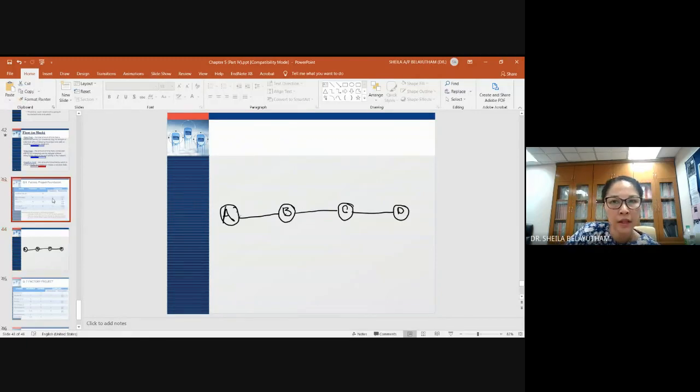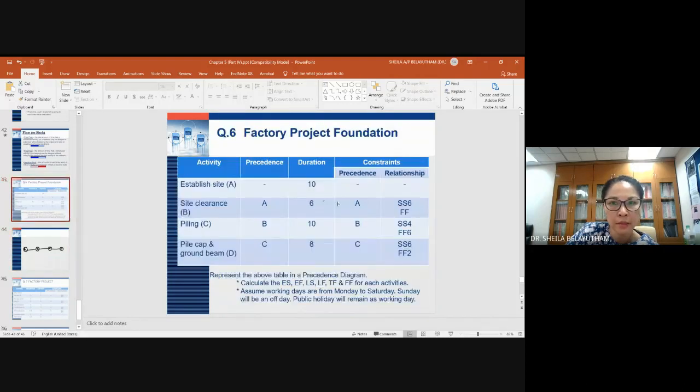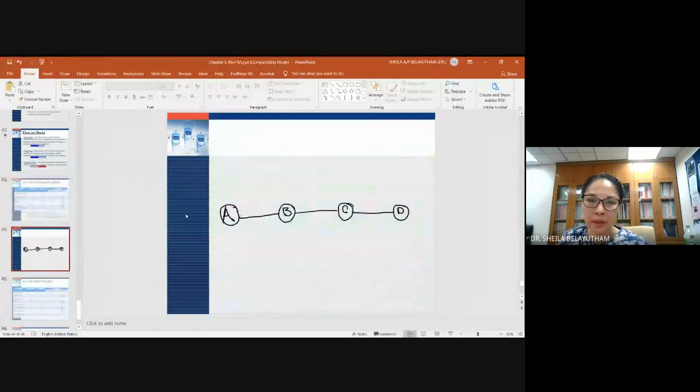Okay, so activity A has no precedence. Activity B, the precedence will be SS6 and also FF with A. So meaning to say that activity B will start 6 days after activity A started, but they must finish together.